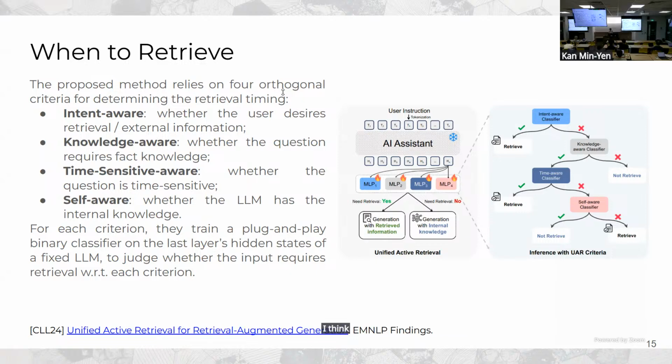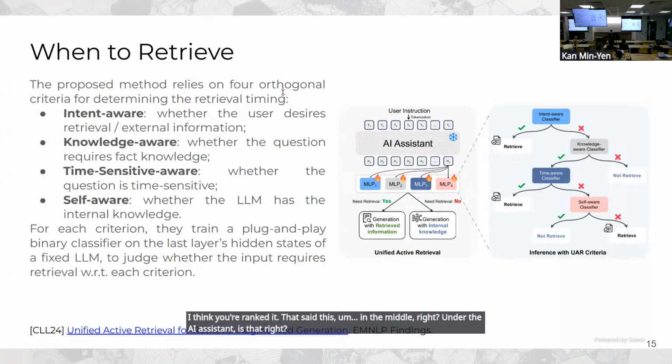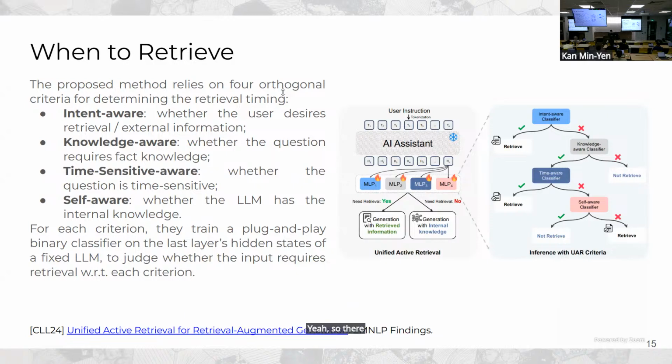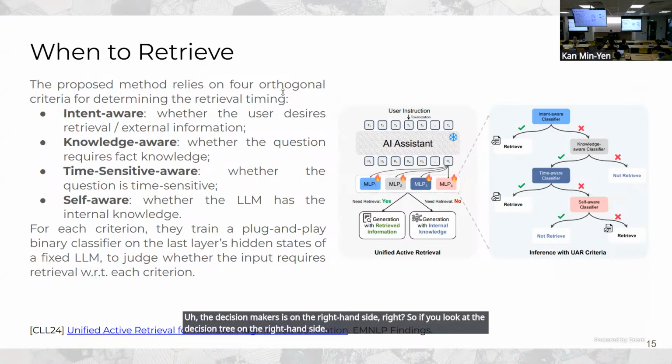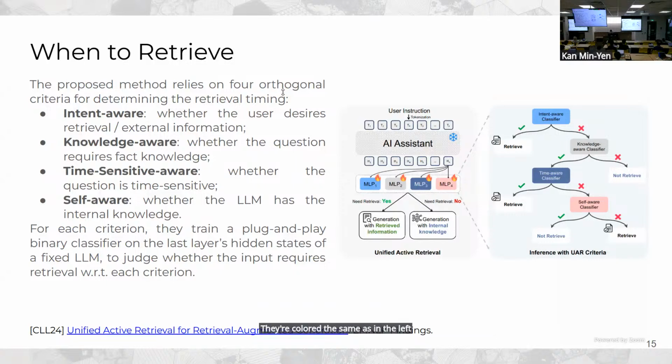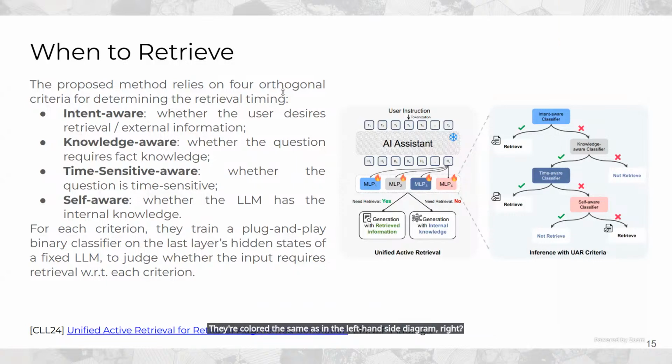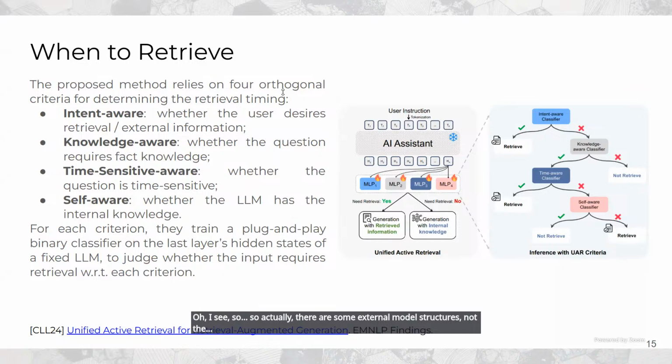I think you're referring to the set in the middle, under the AI assistant, is that right? Yeah, there are 4 different MLPs there. They're all tunable. That's why there's the flame there. I think what they're indicating is it's correlated to the decision makers on the right-hand side. If you look at the decision tree on the right-hand side, they're colored the same as in the left-hand side diagram. Oh, I see. So actually, they are some external model structures, not structures from the original model.